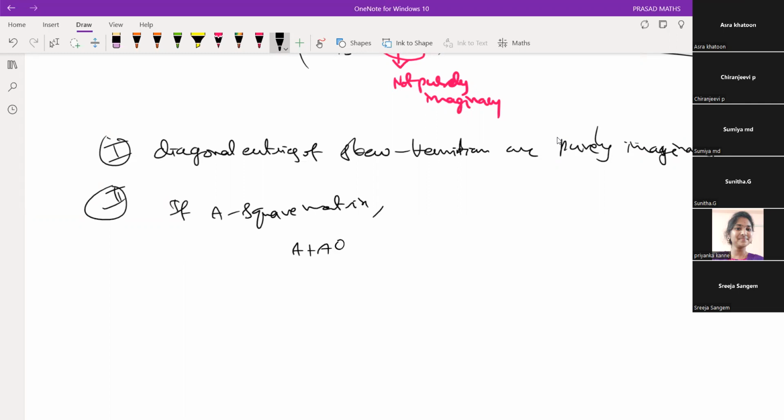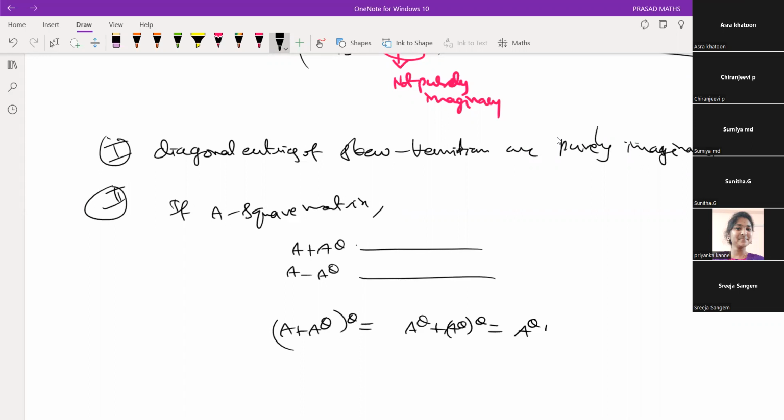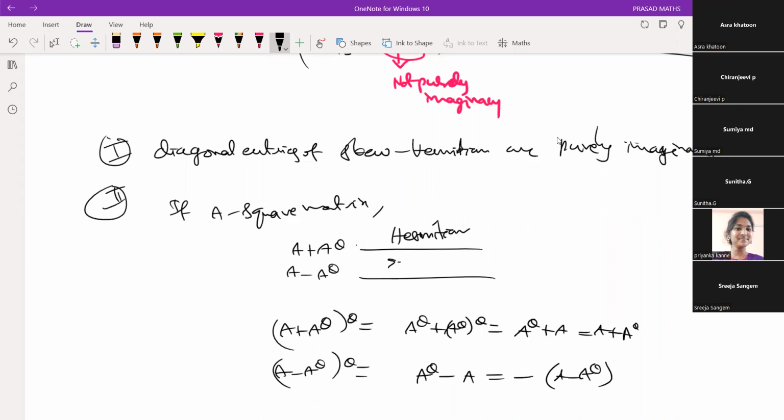What about A plus A theta? What about A minus A theta? You know, A plus A theta is nothing but A theta plus A theta whole theta, but that is nothing but A theta plus A, which is A plus A theta. Therefore, it is Hermitian, not skew Hermitian. What is A minus A theta? It is nothing but A theta minus A. Therefore, this can be rewritten as minus of A minus A theta. Therefore, it is skew Hermitian.